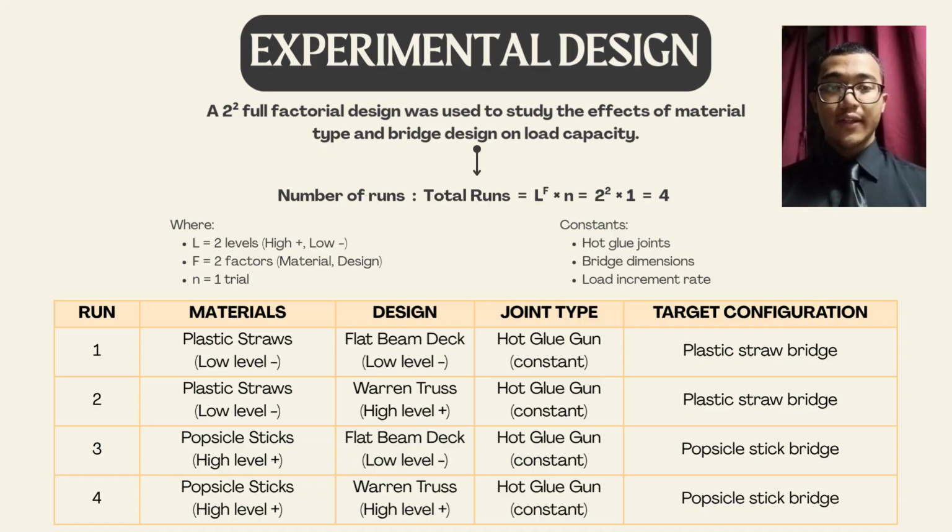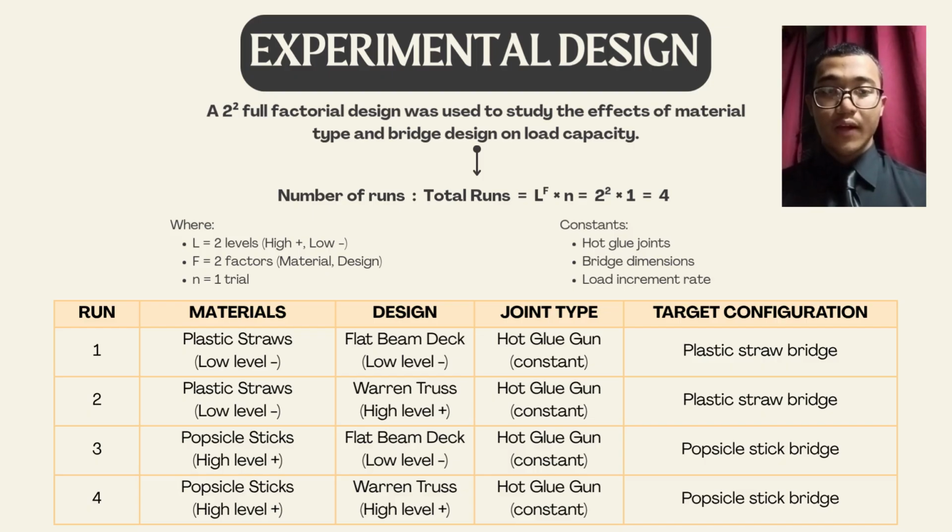Then, to systematically analyze this variable, we implement a 2-square full factorial experimental design. These metrics allow us to study both the individual and combined effects of our material type and bridge design on total load capacity. Because we have 2 levels and two factors tested over a single trial, our total setup required exactly 4 distinct experimental runs, as you can see in this design matrix.